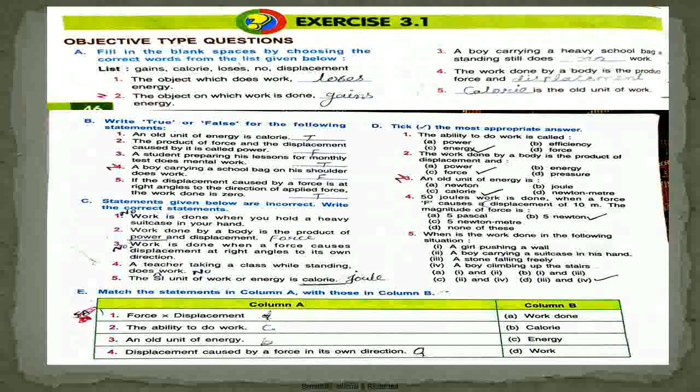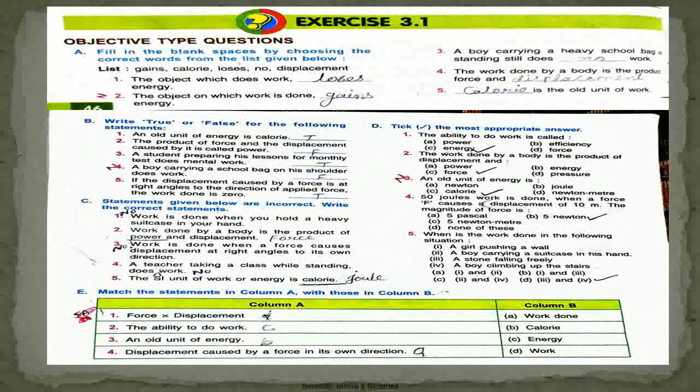Second statement is: work done by a body is the product of power and displacement. No, it will be force and displacement. So at the place of power, you have to write force. Clear? Third one, work is done when a force causes displacement at right angles to its own direction. No, in that case, work done is zero. So at the beginning of this statement, you have to write no. So it will be: no work is done when a force causes displacement at right angles to its own direction.